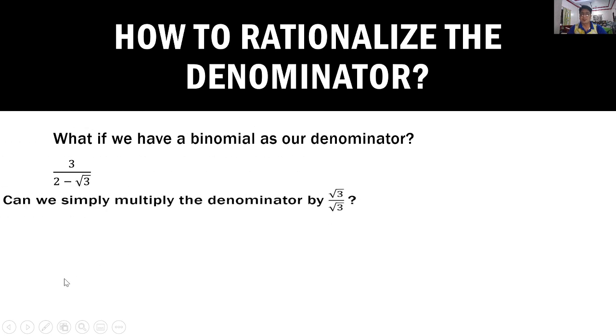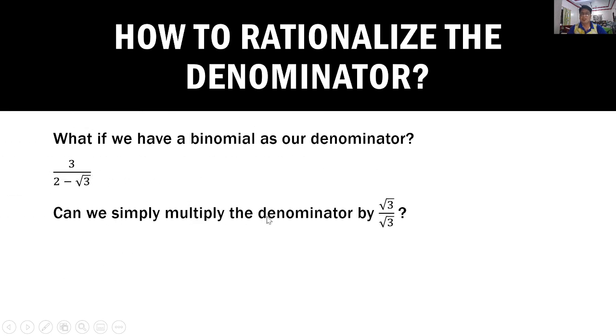Anong gagawin natin? Can we simply multiply the denominator by square root of 3 over square root of 3? Ito yung ginagawa lang natin eh. Para mawala yan, multiply mo doon sa gusto mong mawala. Prime number na yung 3. Subukan natin. Ito yung given times square root of 3 over square root of 3. So ito 1 lang. Ha? Pag i-multiply ko ito dito, 3 square root of 3. Pag ito ay minultiply ko dito sa square root of 3, ito kalalabasan.